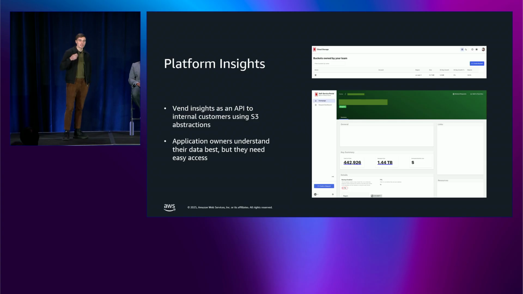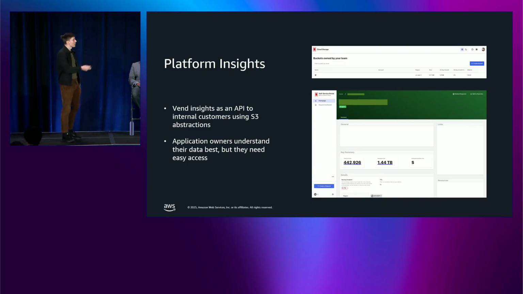Another thing that we do is we take all of this information and we turn it into platform insights. We take all the Storage Lens data and we vend it through internal APIs to our platforms. As I mentioned, we have a lot of abstractions built on top of S3. And so we run into this problem where how do you tell a user that their S3 bucket is growing in size when they didn't even know they had a bucket in the first place? That's where all of this comes in.